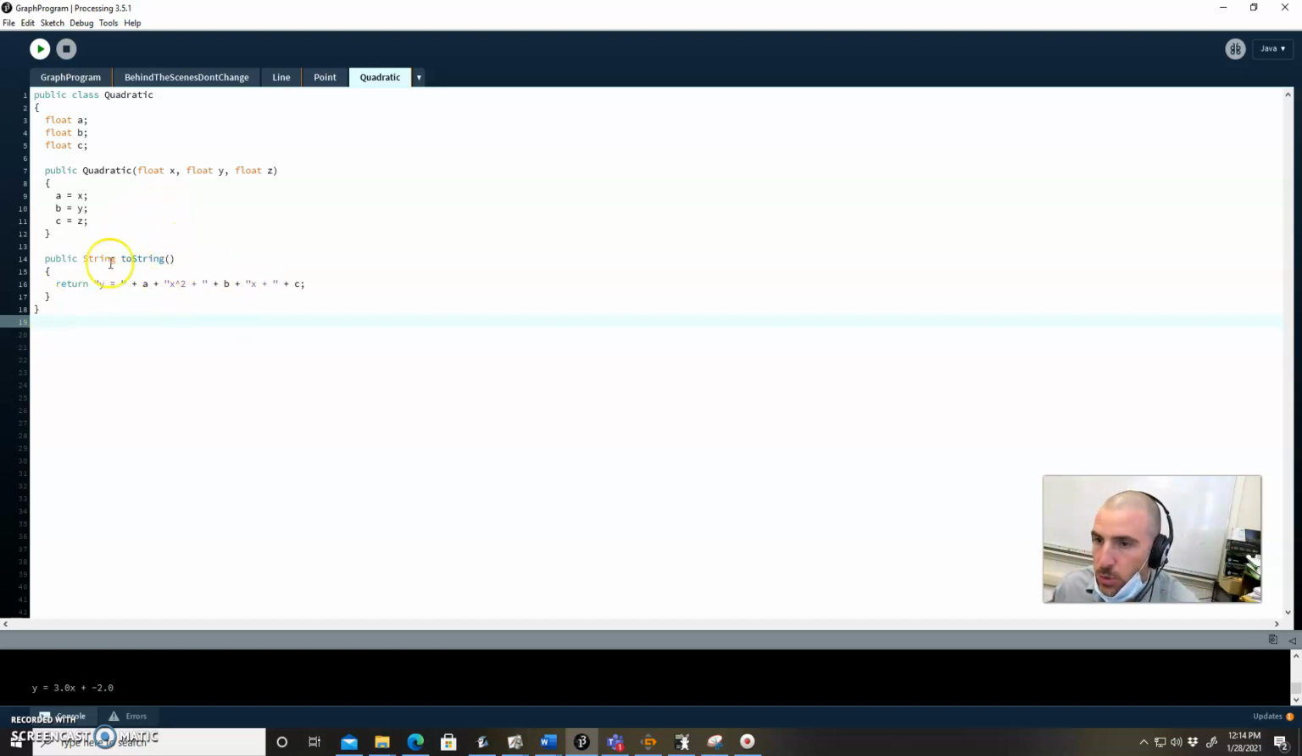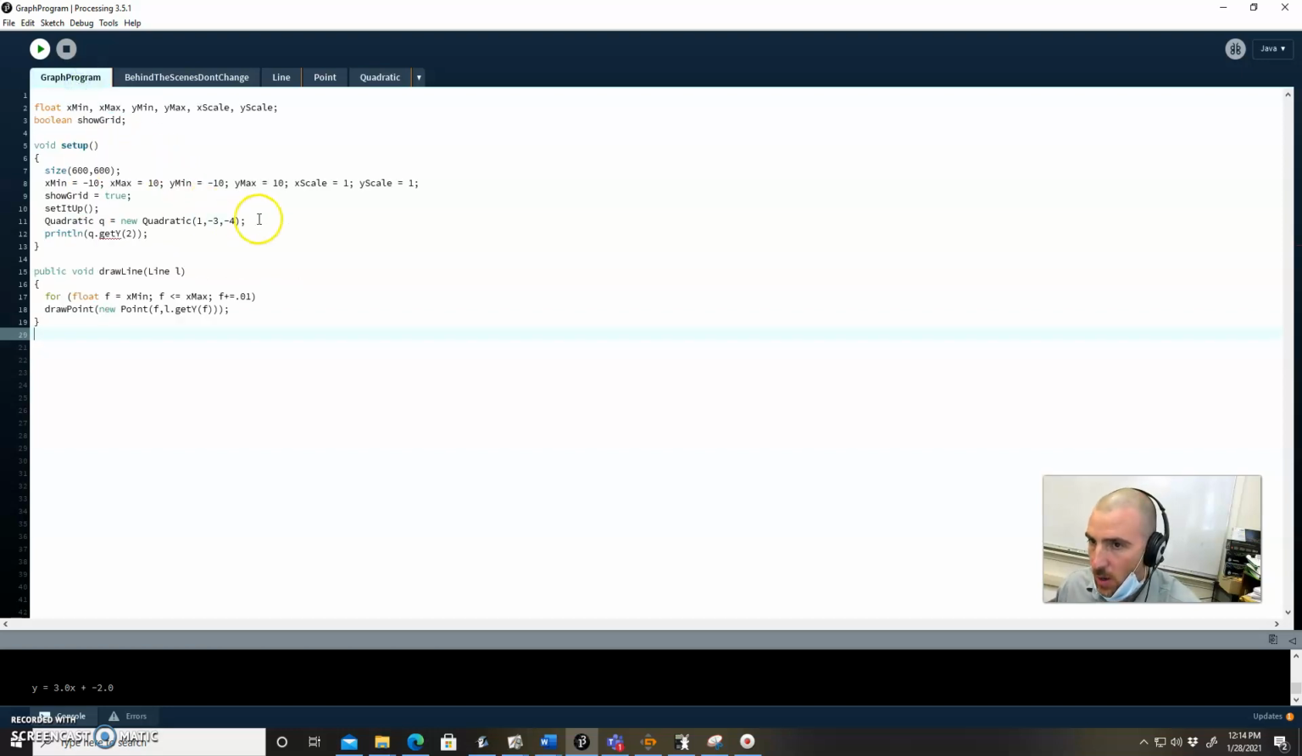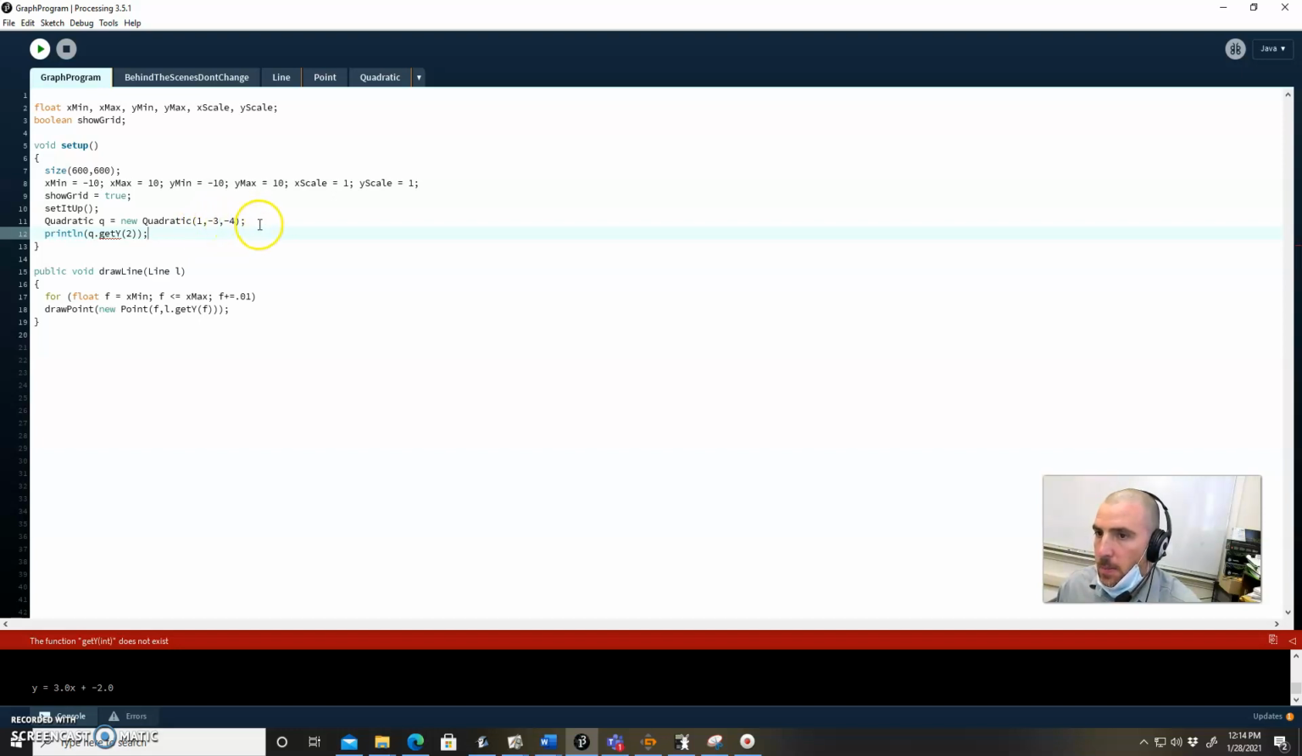And here's a toString that might help you troubleshoot, but here's the constructor, right? We're accepting three floats, and it assigns those three floats in that order to a, b, and c. So this is why this constructor works. This should be the quadratic x squared minus 3x minus 4. So what we're trying to do is get the y value for that quadratic.